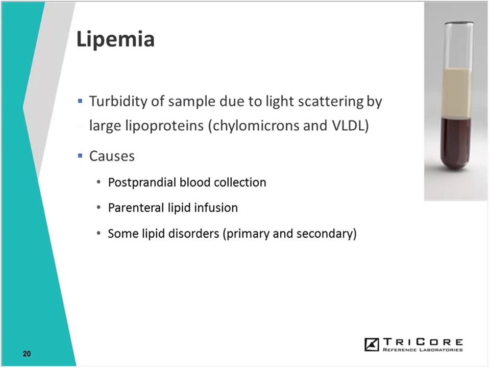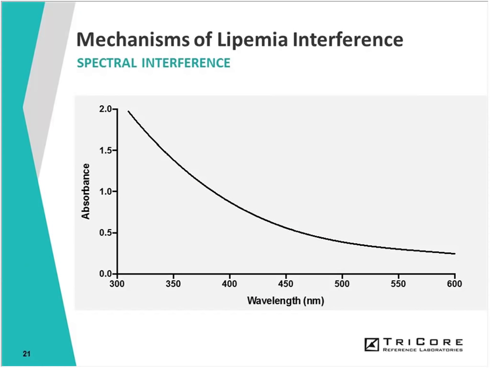Lipemia is caused by the presence of high concentrations of large lipoproteins, such as chylomicrons and very low-density lipoproteins, both of which can cause samples to appear turbid because of the amount of light that they can scatter. So lipemic samples are usually observed when blood is collected postprandially or from patients undergoing parenteral nutrition infusions that contain lipid. Some lipid disorders themselves can also lead to high concentrations of chylomicrons and/or VLDL particles.